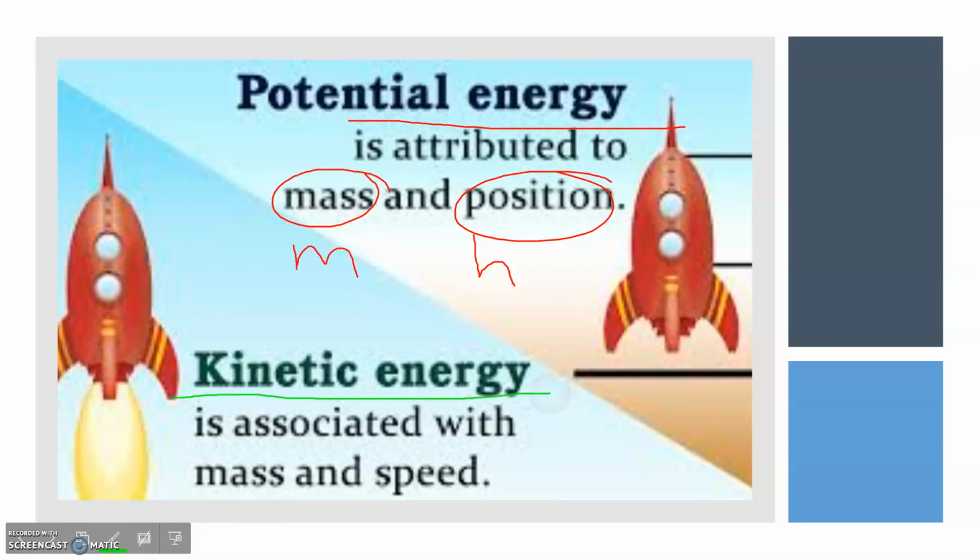All right, if we're talking about kinetic energy, again, we're talking about moving energy. So the object, again, has mass, but now it's moving, so it has some sort of speed. Speed, or in this equation, v for velocity.